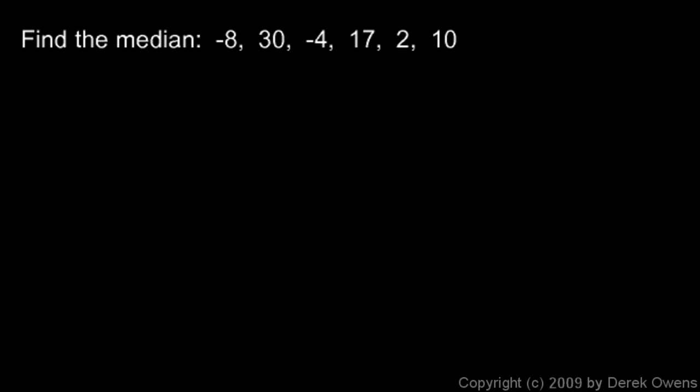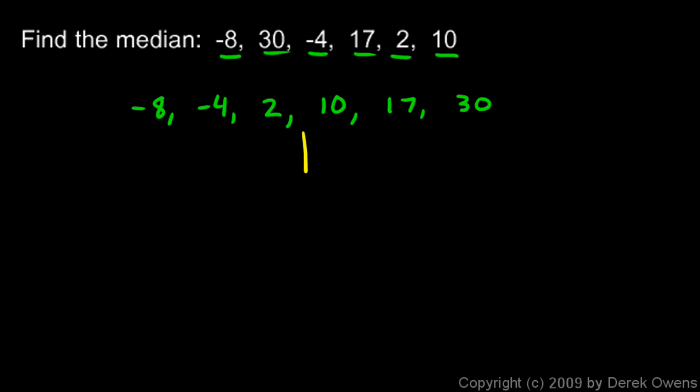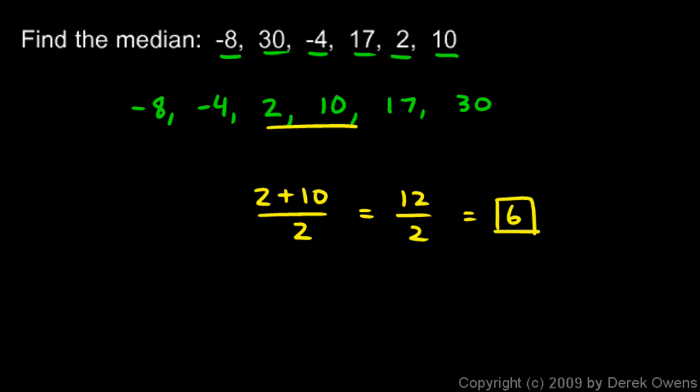And one more example. We're told to find the median. So let's find the smallest number, that's -8, and let's just list them all in order. After -8, the next smallest number is -4, and then 2, and then 10, and then 17, and 30. And again, we have an even number of numbers. There's no single number right in the middle. So we take the two numbers that are in the middle and we average them. 2 plus 10 divided by 2. Well, 2 plus 10 is 12, so that's 12 over 2, and that equals 6. So 6 is the median of all of those numbers.